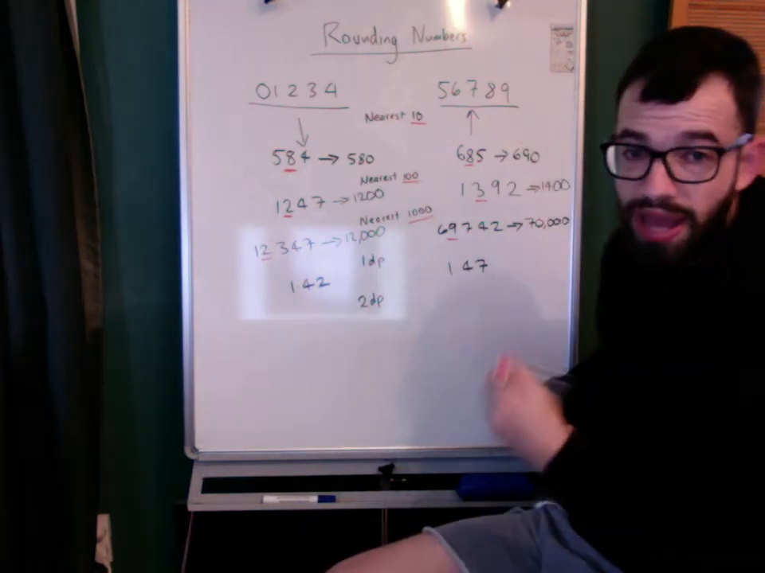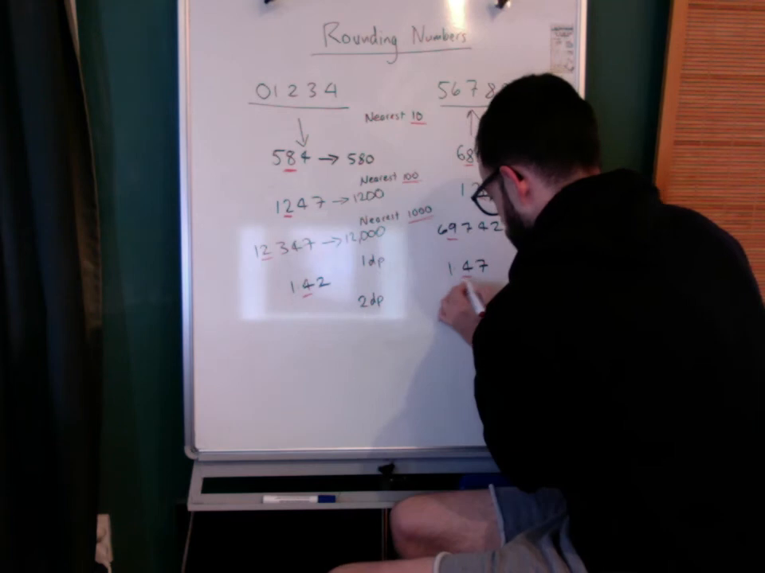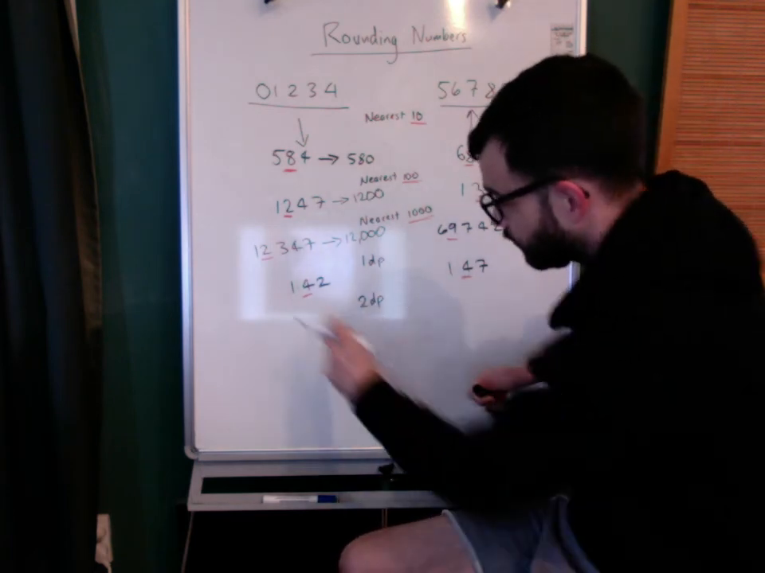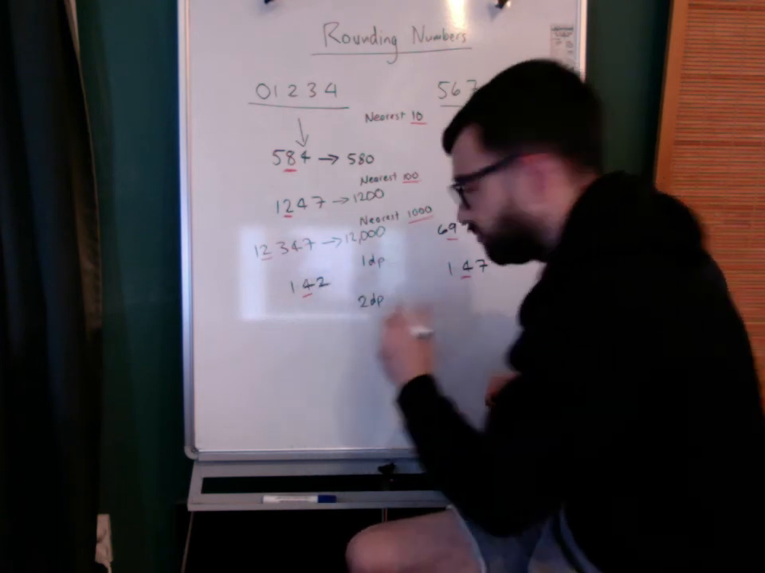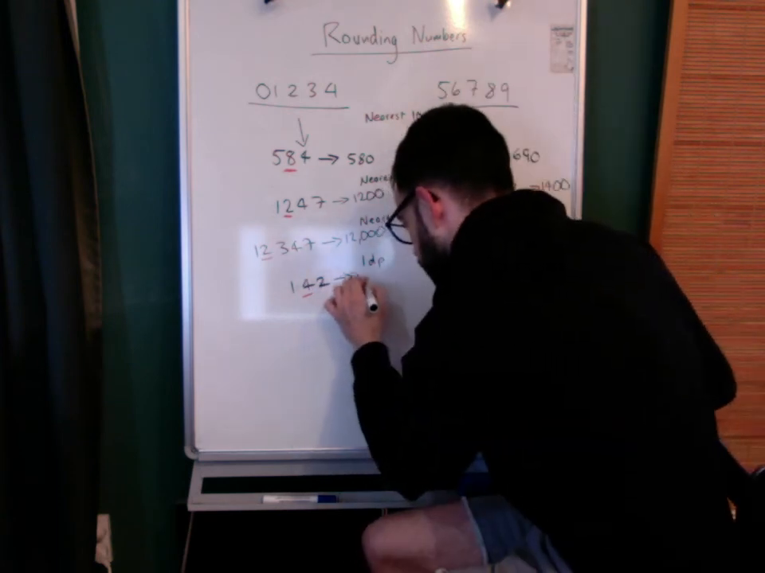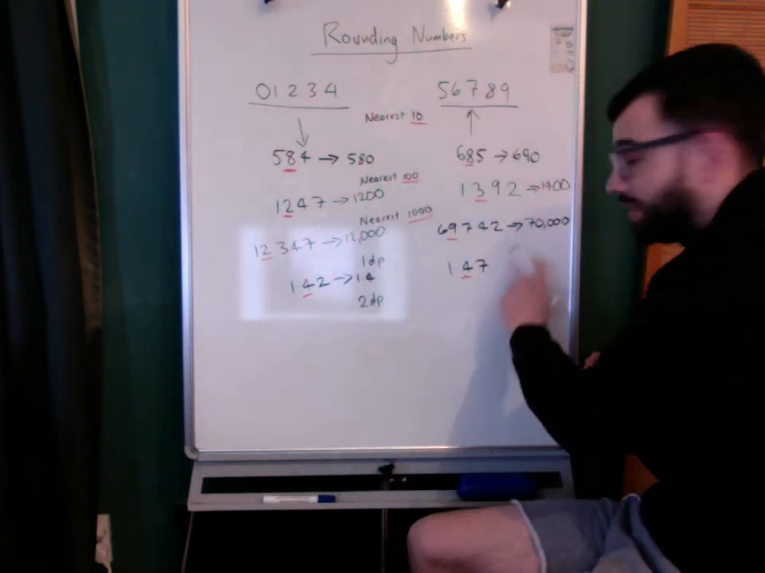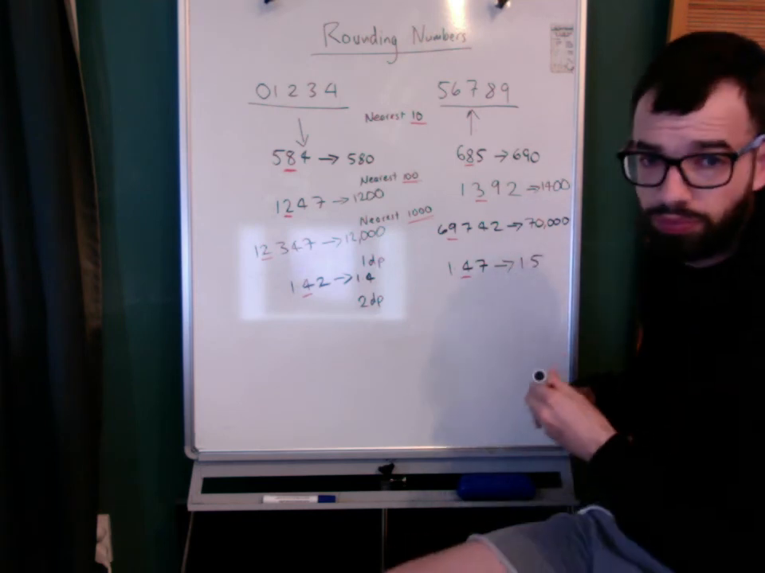we've been asked to go to one decimal place. So that is just having one number after the decimal point. So we highlight that one. We look at this. This is 1.42. So the 2 is a down, so that becomes 1.4. Here, 1.47, 7 is an up number, becomes 1.5.